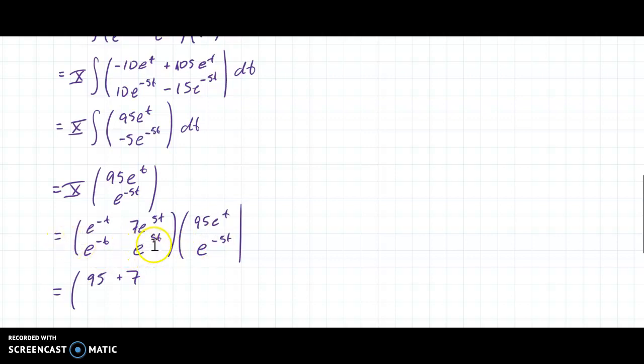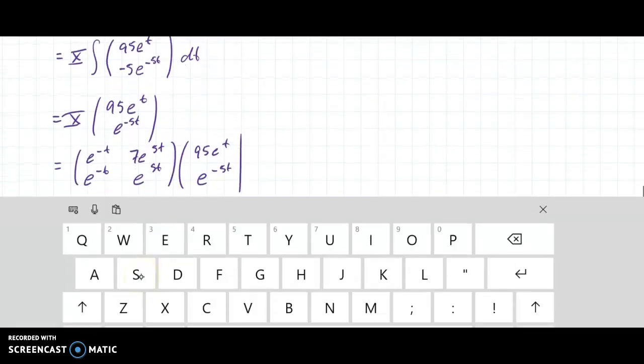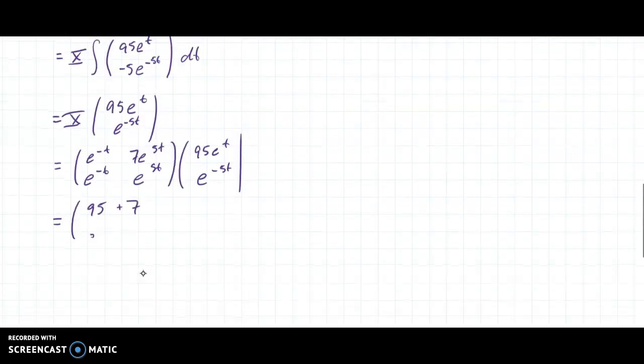Same thing's going to happen down here. We're going to get this times that. The exponentials cancel, and I get my 95, and then my next product gives me a plus 1. And that gives me 102 and 96.